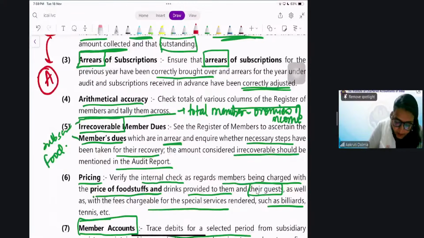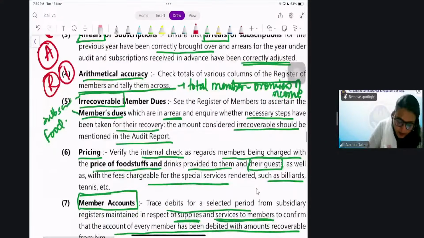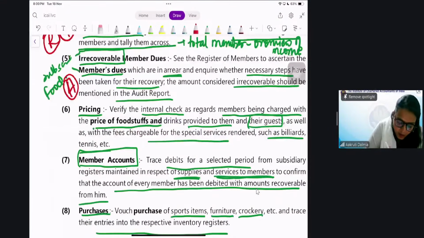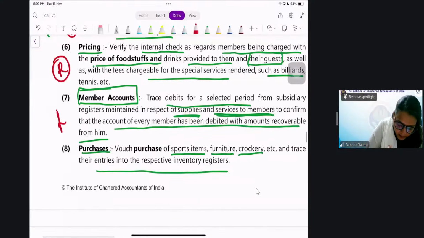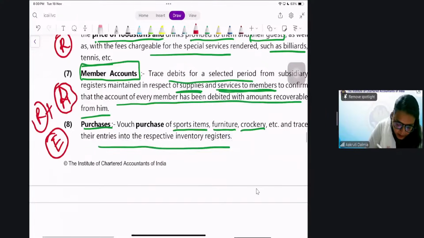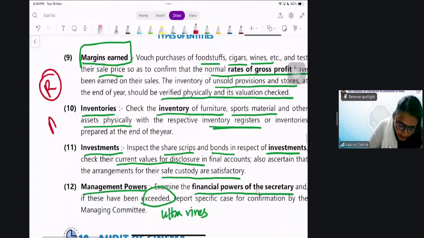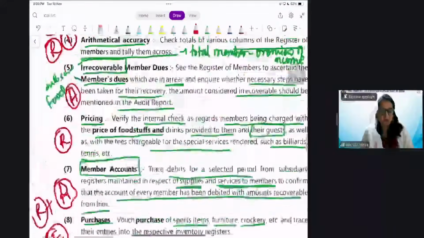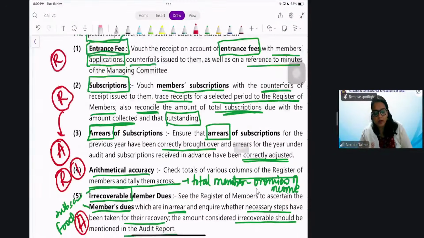Here also we are continuing to check members, and also we are doing only vouching and the internal check system. Irrecoverable member dues, again, this can become our asset, which are going for irrecoverability. Then pricing and all, again, receipts we are checking. Member accounts, assets we are checking, plus receipts. Purchases, expenditure we are checking. Margins earned, again, receipts we are checking. Inventories, we are checking assets. Investments, we are checking assets. And this is a generic point. So anything revolves around this only. Is that clear? Any doubt in audit of club?